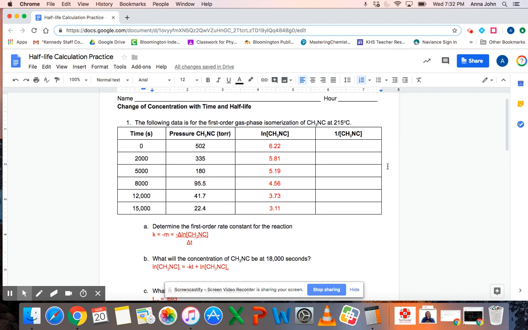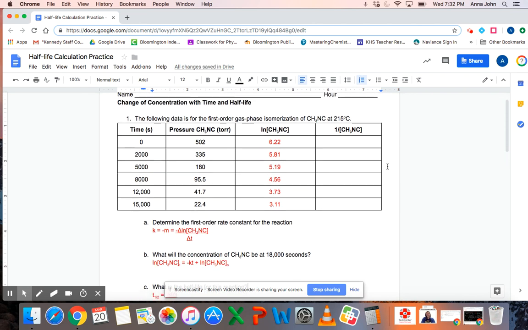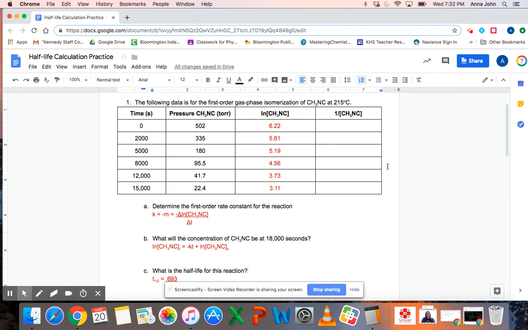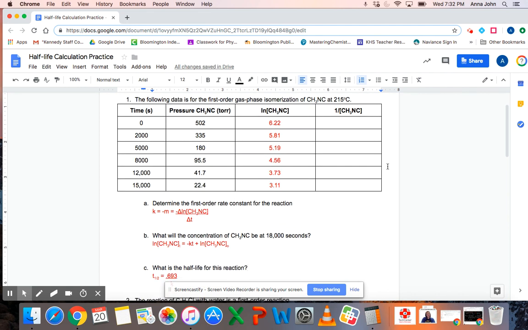Hi, this is the change of concentration with time and half-life worksheet. For this first problem, it's important to note that it is a first order gas phase reaction. Because it's a first order reaction, the graph of the natural log versus time is going to be the graph that has a straight slope. If you wanted to graph this, you could, and then calculate your slope.